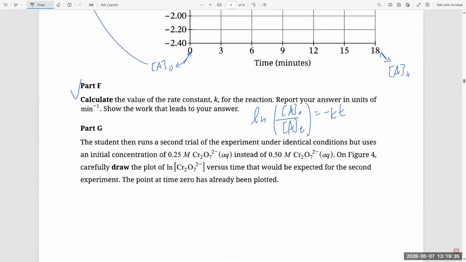G. A student then runs a second trial experiment under identical conditions, but uses an initial concentration of quarter molar dichromate instead of the half molar dichromate. On figure 4, carefully draw the plot of natural log of dichromate concentration versus time that would be expected for the second experiment. The point at time 0 has already been plotted.